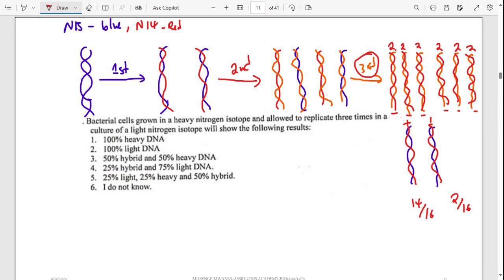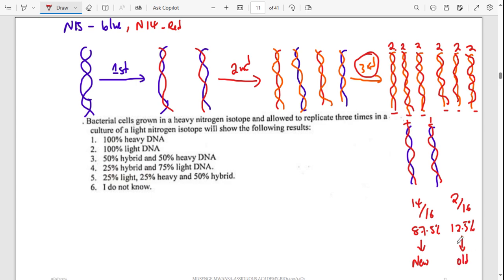So what you are simply doing here is converting this into a percentage. What are we going to have here as a percentage? 2 out of 16, that is 12.5%. And then 14 out of 16, that is 87.5%. Now remember, this is a percentage of new strand. This is a percentage of old strand.